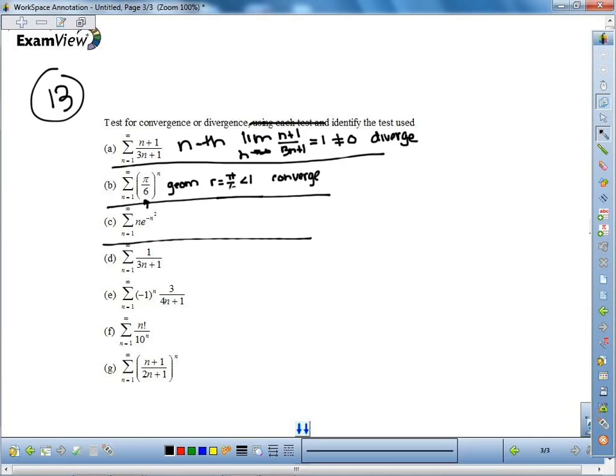Okay, for C, I noticed that I can take the integral of this, so I'm going to let u be x squared, so du is x dx. So my x's are going to cancel out.